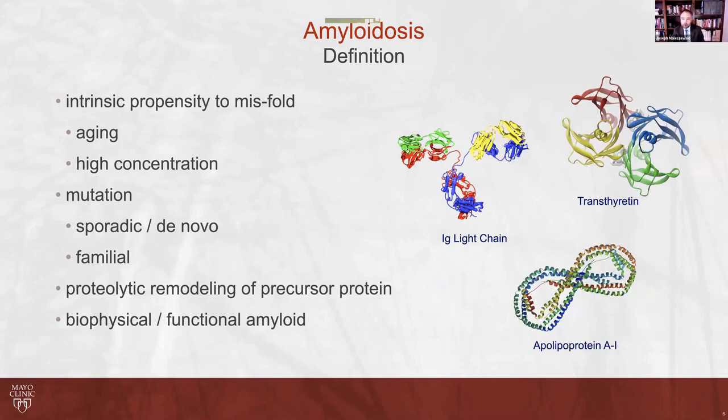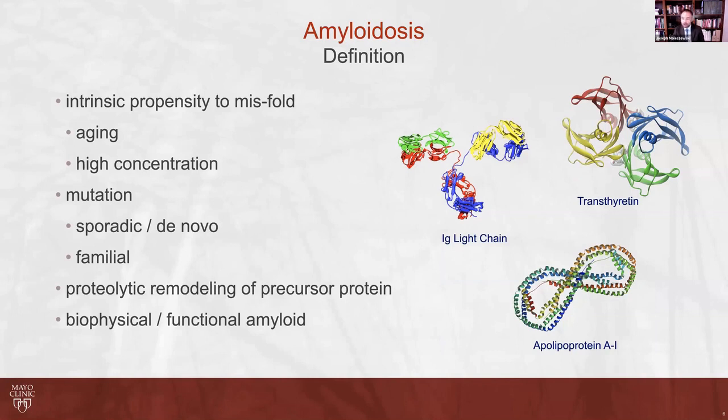Now, these proteins deposit in tissues for a number of reasons. One of them is because the proteins themselves, in their normal wild-type form, can have an intrinsic propensity to misfold. That would be like transthyretin, shown here in the upper right. This tetrameric form of transthyretin has a high likelihood of achieving that beta-pleated sheet structure.